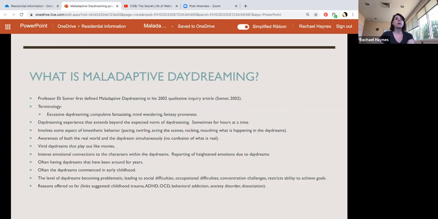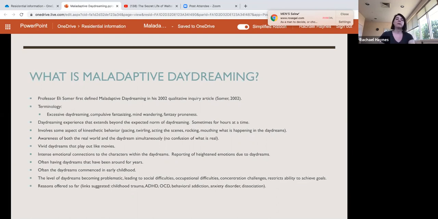Now, the people that report maladaptive daydreaming have reported that they are aware of both the real world and the daydreams simultaneously. So there's no confusion of what is real. Their daydreams are really vivid, so they play out like movies in their mind. They can be triggered by noise, or if you say the word Egypt, then they might have an Egyptian daydream. So they're very movie-like. People report intense emotional connections to the characters within their daydreams, reporting heightened emotions due to the daydreams as well. Some of the people that I've interviewed have reported feeling love towards their characters. That's quite a high level of emotion, I'm thinking.